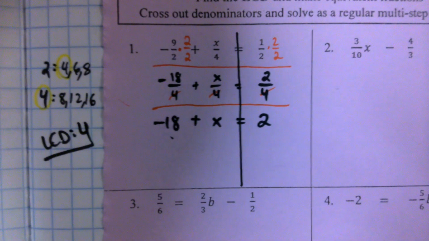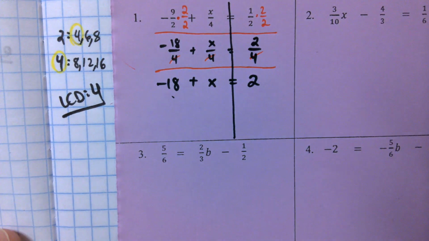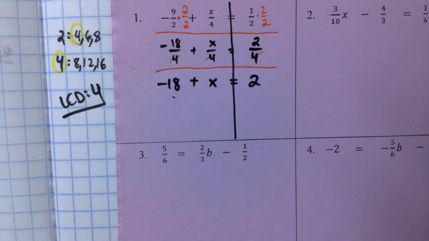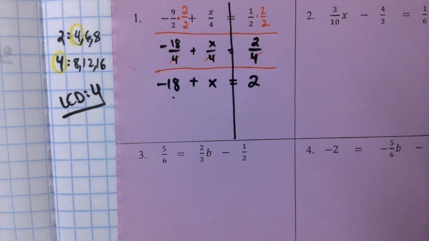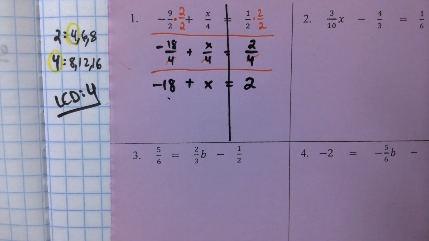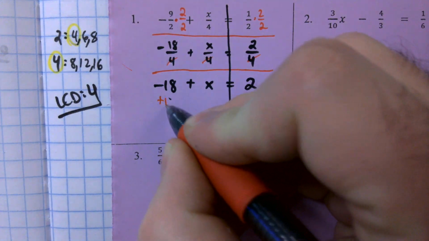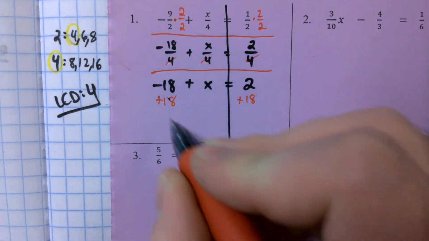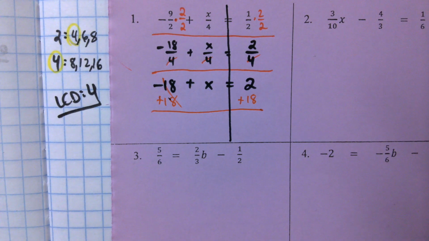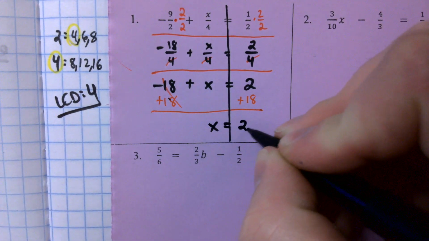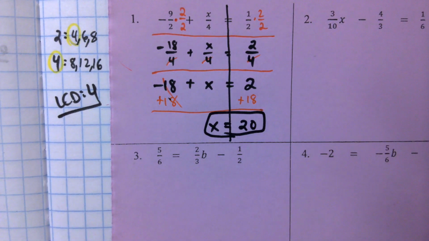I've successfully busted my fractions. All my terms are now either whole numbers or whole variable terms. No fractions involved. All right, am I done? No. How can I get x all by itself now? Levi, what do I got to do? Add 18 to both sides. Capiche, what do I get when I add 18 to the right-hand side? X equals what? Perfect. X equals 20. I'm going to box that up.